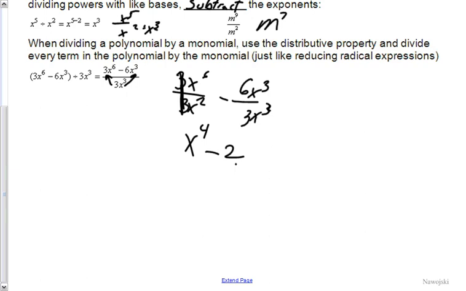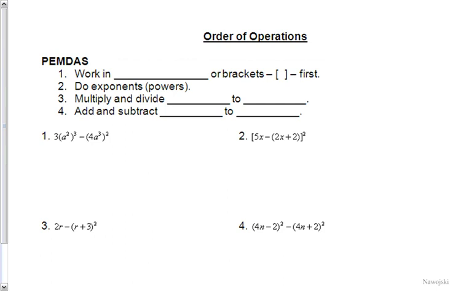So be careful. We can combine all these things together with our good old order of operations. Remember, work in parentheses first, brackets, or whichever they have. Do the exponents, the powers, that we were just talking about. You multiply or divide, left to right. And then you add or subtract, left to right.